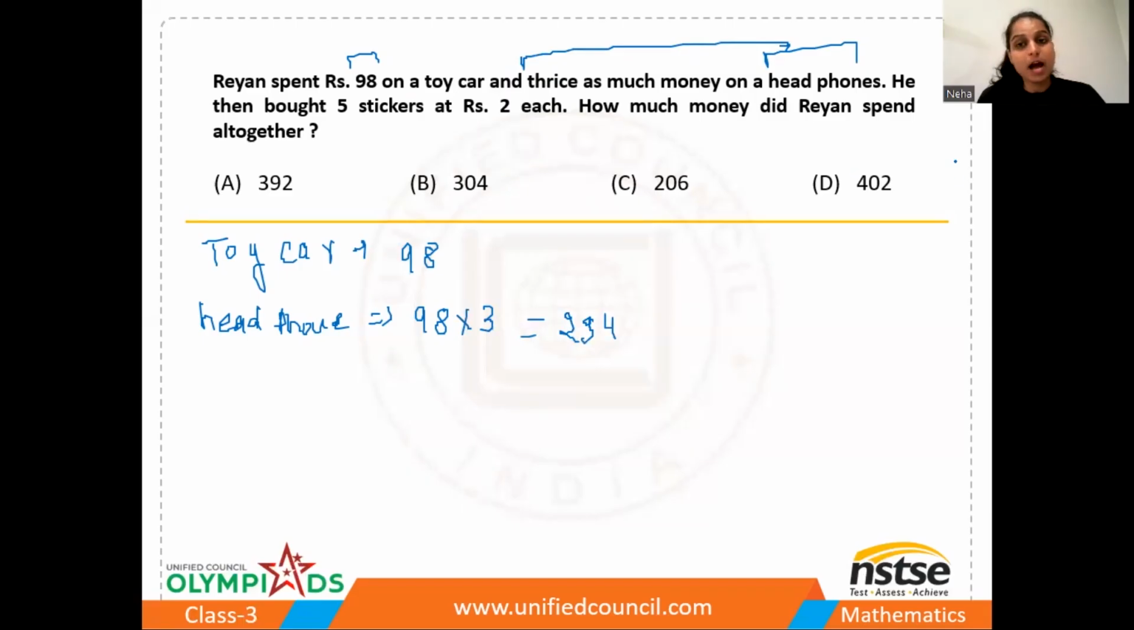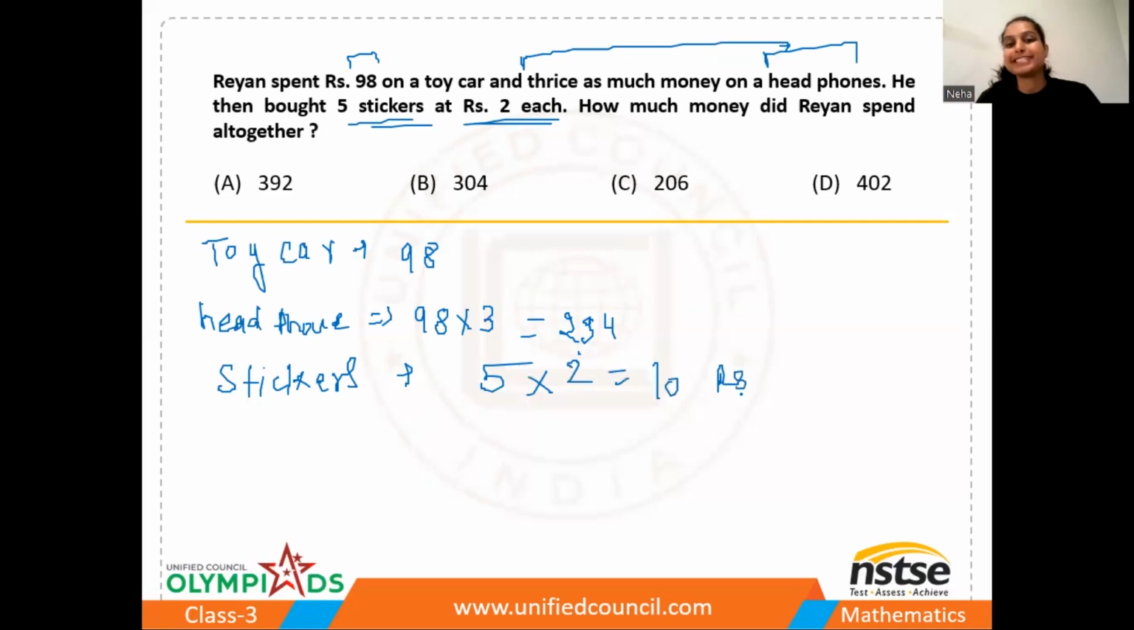Now he then bought 5 speakers at 2 rupees each. 5 speakers and the price for one is 2 rupees. That means the price for 5 speakers is 5 multiplied by 2, it is 10 rupees. Now the question is asking how much money did Ryan spend altogether? On the toy car it is 98 rupees, on headphones it is 294 rupees, and on speakers it is 10 rupees.